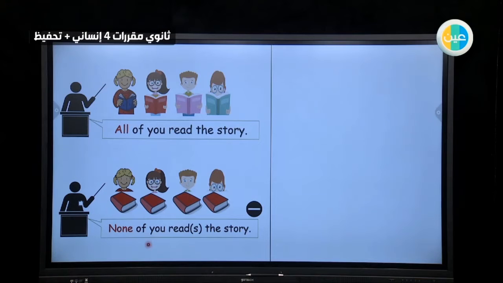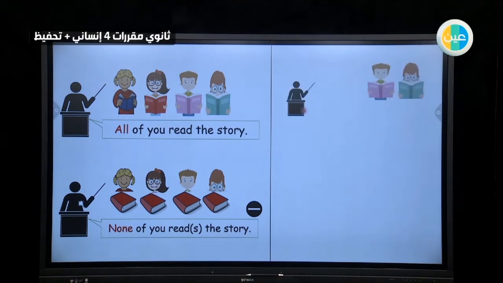The sentence is not negative. In the sentence here we can't see not. The sentence is not negative, but it gives us a negative meaning. None is used for more than 2 people, things, or ideas, etc. Look here, we can see all of you read, and none of you, I can say read or reads. Why? It can take a singular or plural verb. That means you can say read or reads, like with he, she, or it.